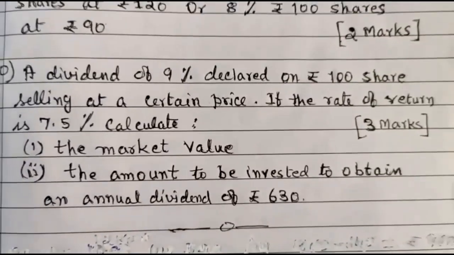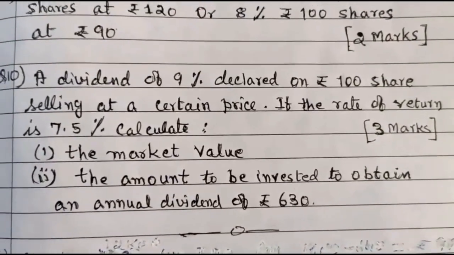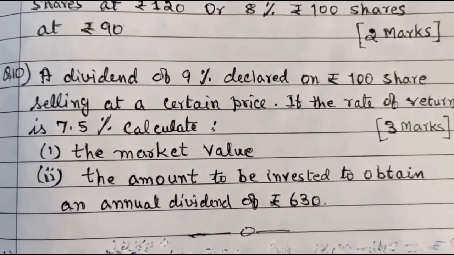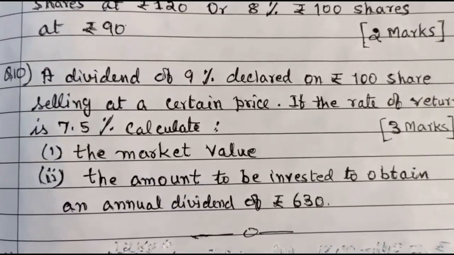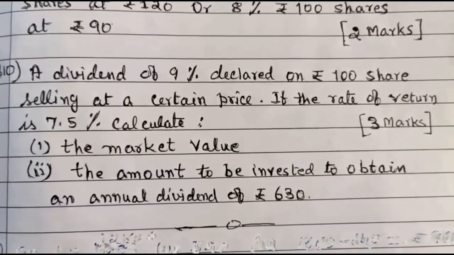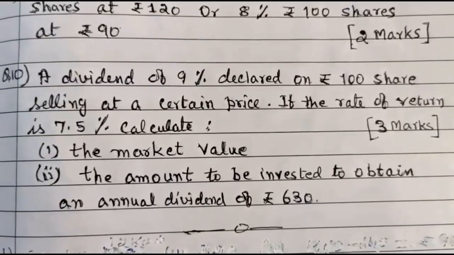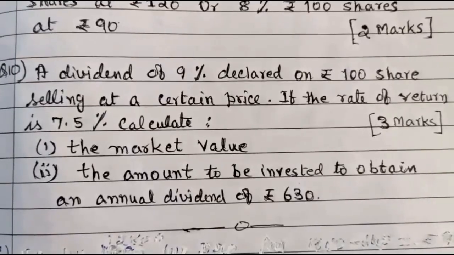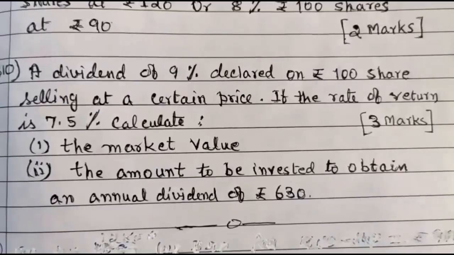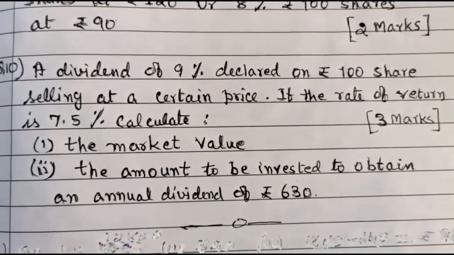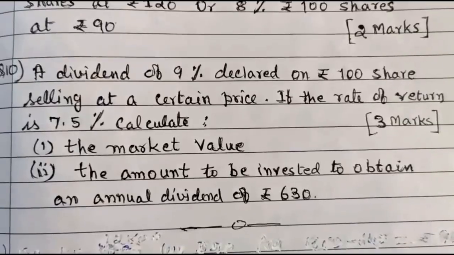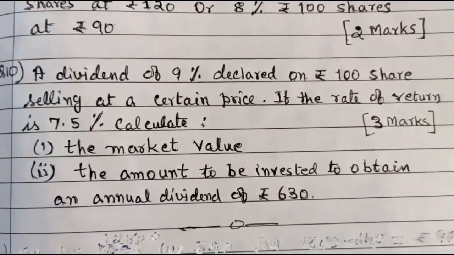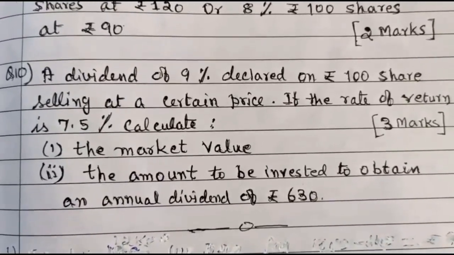The last question, question number 10. A dividend of 9% is declared on rupee 100 shares selling at a certain price. If the rate of return is 7.5%, calculate number 1, the market value, number 2, the amount to be invested to obtain an annual dividend of rupees 630. This carries 3 marks. And all the best.